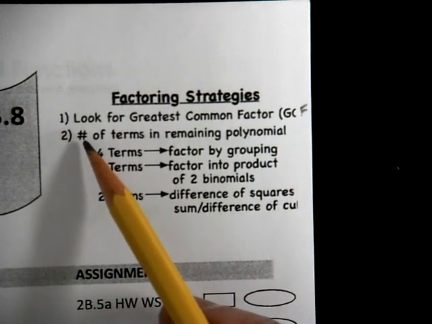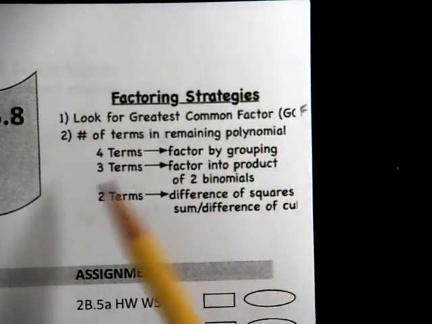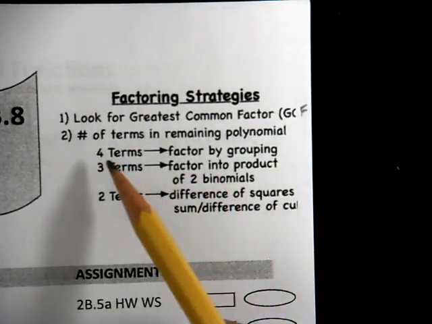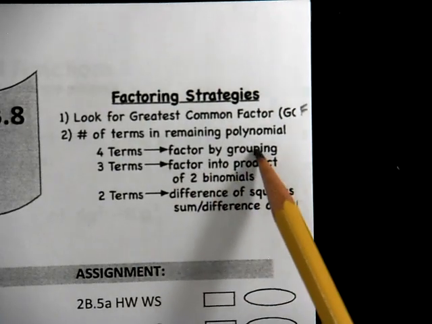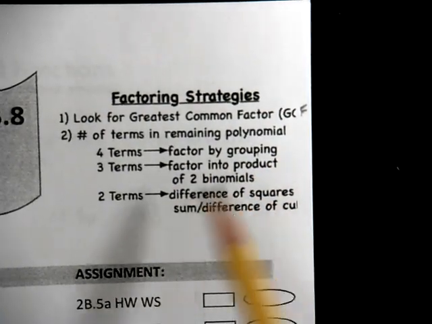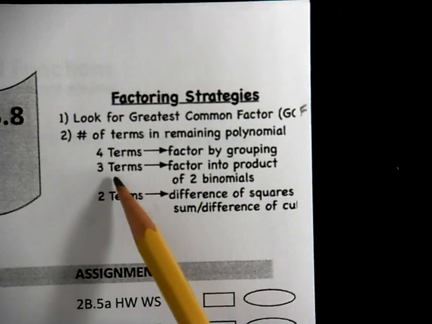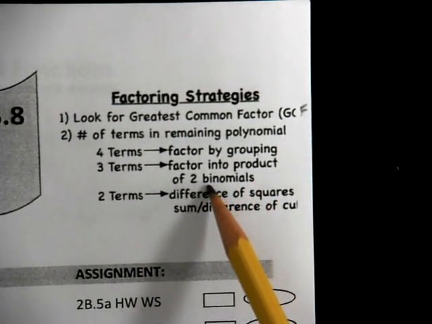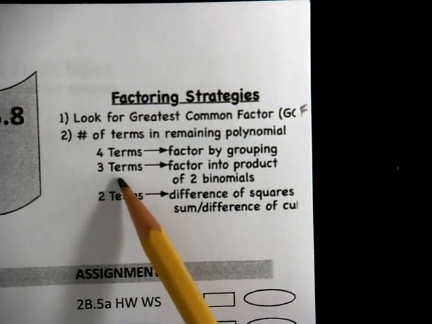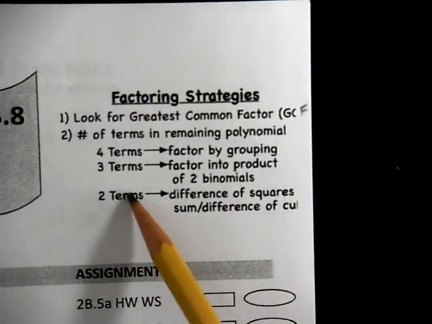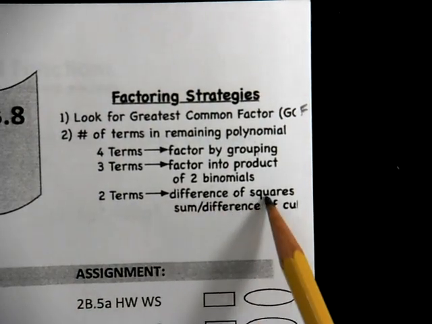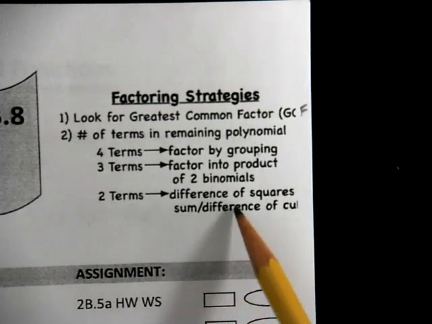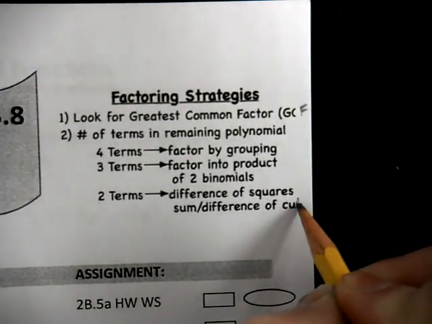Then we are going to try to notice the number of terms that we're working with. Do we have 4 terms? That's new for what we're doing today. If you have 4 terms, you're going to factor by grouping. If you have 3 terms, then that can be made by the product of 2 binomials. That's what we've done in the past. And then 2 terms, like the difference of 2 squares. That's what we've done in the past. We're going to learn the sum and difference of 2 cubes today.